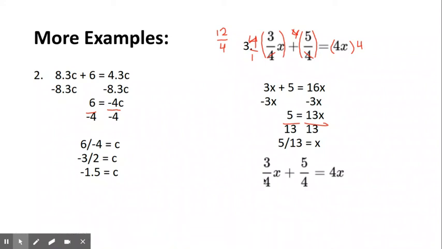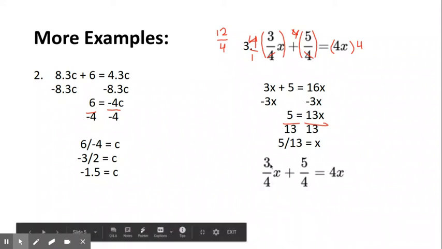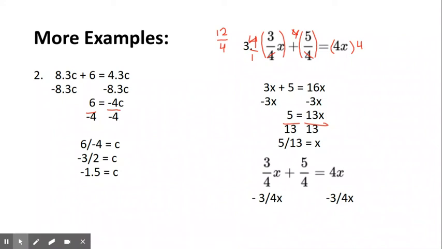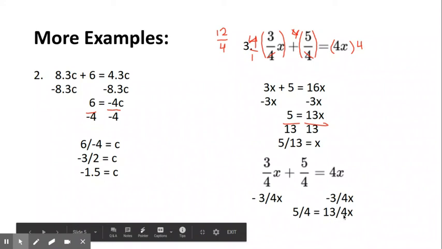So you could have started off by saying, well, I've got x's on both sides, so I want to subtract one of my x's to get my variable to one side. In this example, let's say we wanted to subtract 3/4 on both sides, then you would have to do 4 minus 3/4. In order to do that, I would change 4 to 4 over 1 and then make sure they have a common denominator. 4 over 1 is the same thing as 16 over 4. So 16 over 4 minus 3 over 4 gives you 13/4 x. And then you're still left with that 5/4.